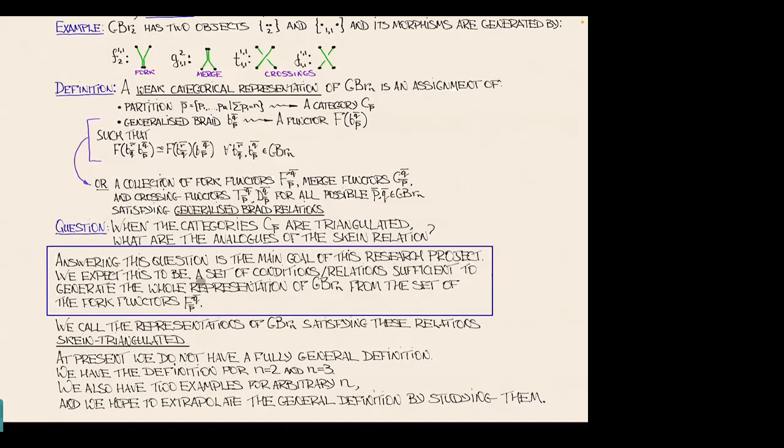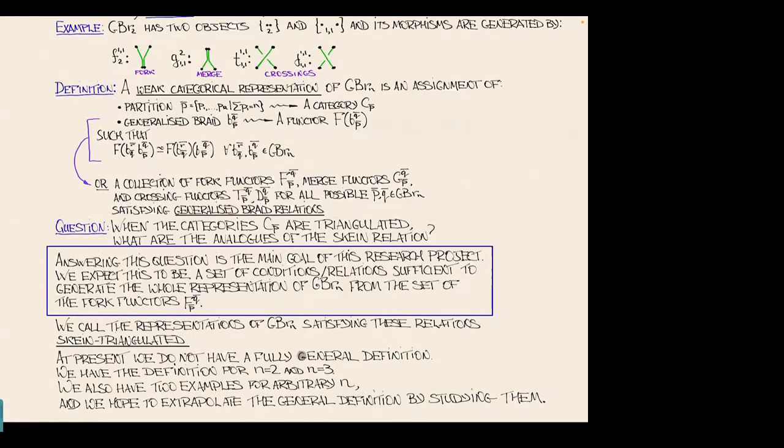We expect this to be a set of conditions and relations sufficient to generate the whole representation of the generalized braid category from just the set of fork functors. So once you have these, provided the skein relation is satisfied, you have a representation of this guy. We call the topological representations of GBRN which satisfy this triangulated relation skein-triangulated. Hence the name, the triangulated analogs of the skein relation.